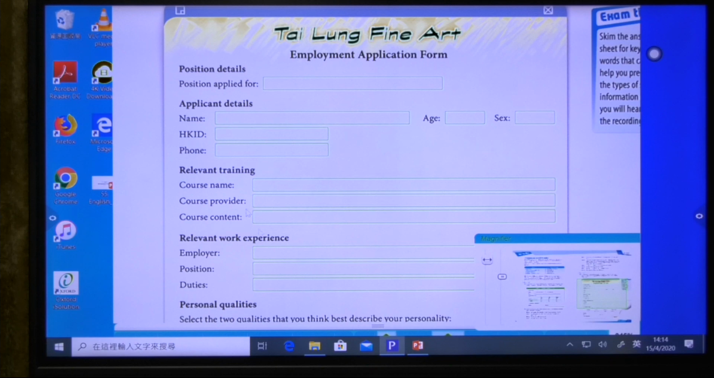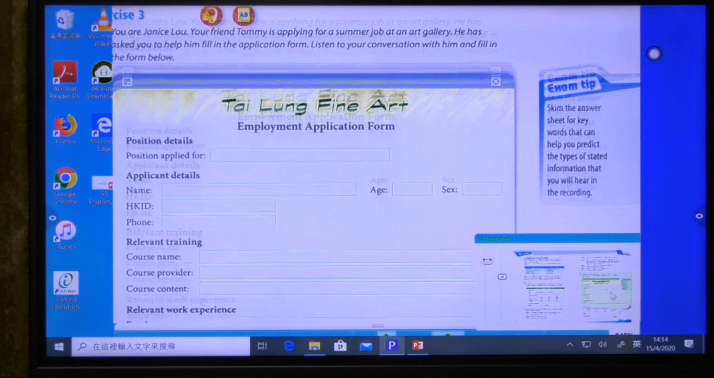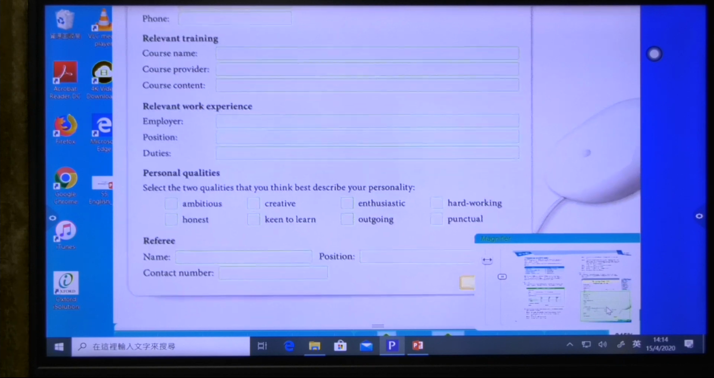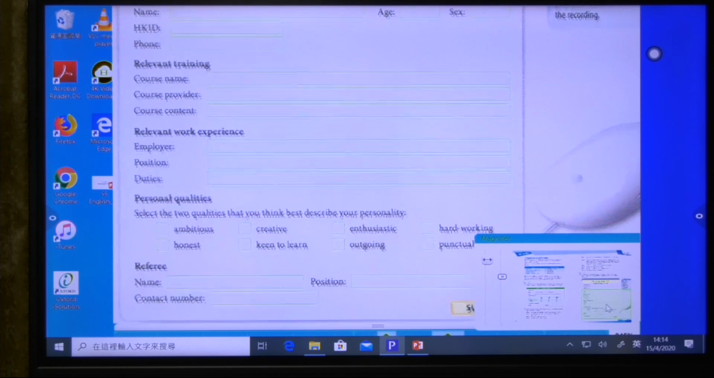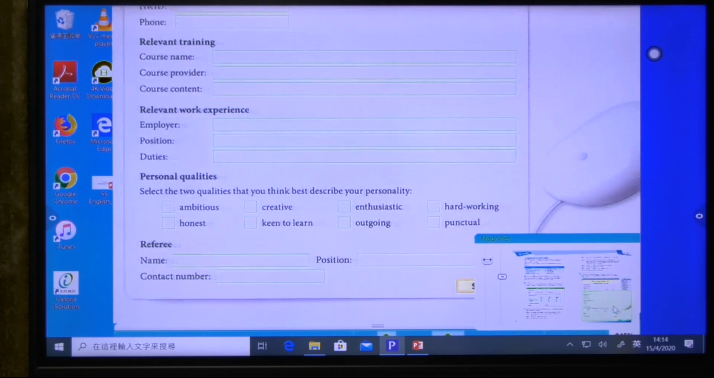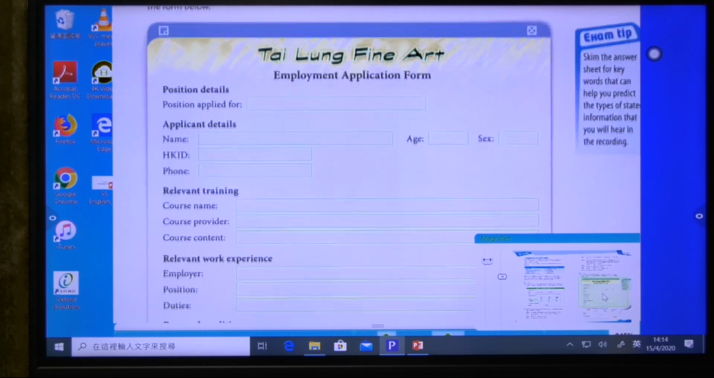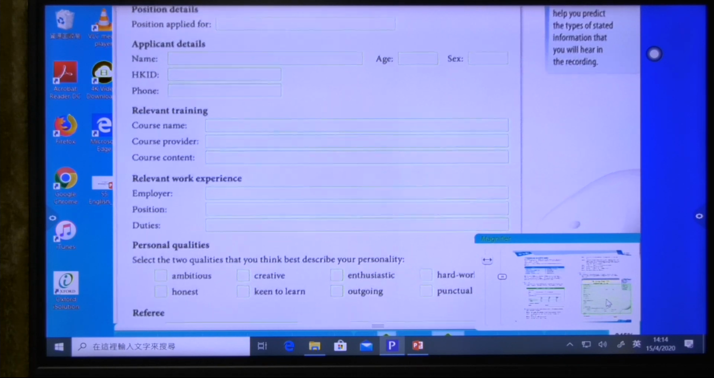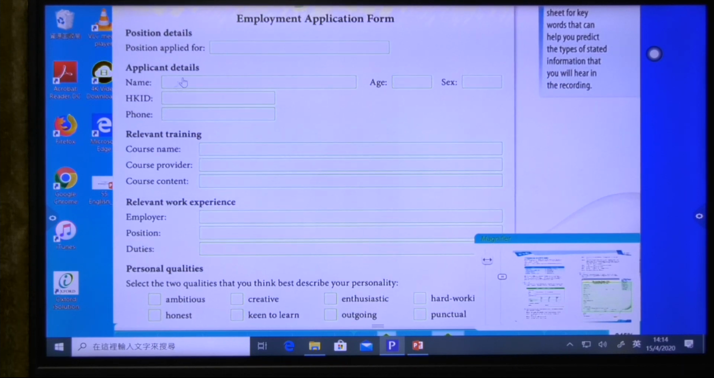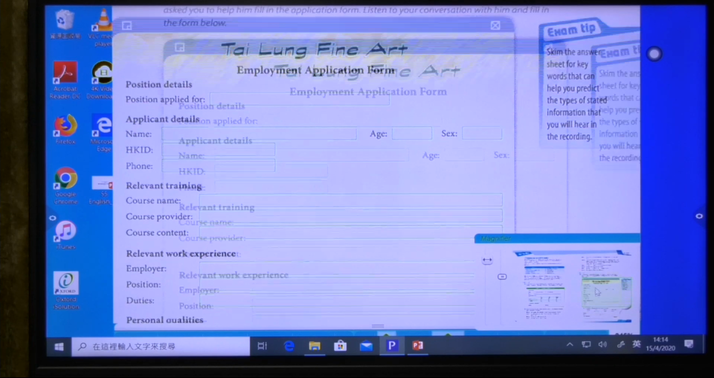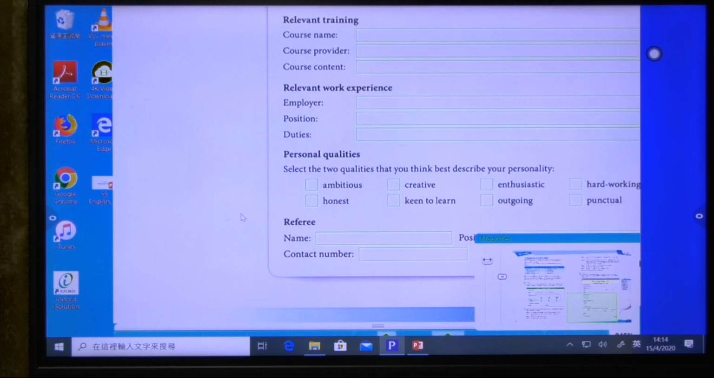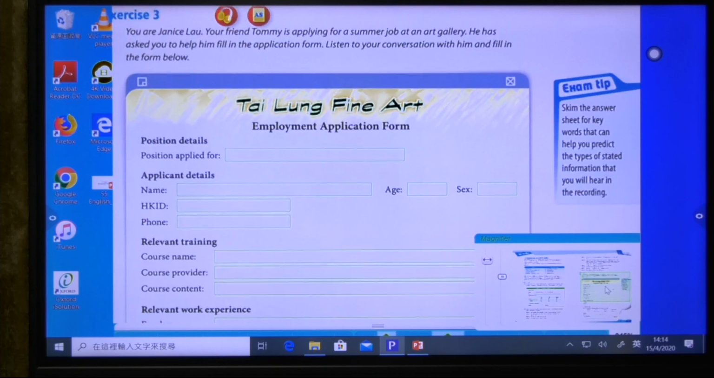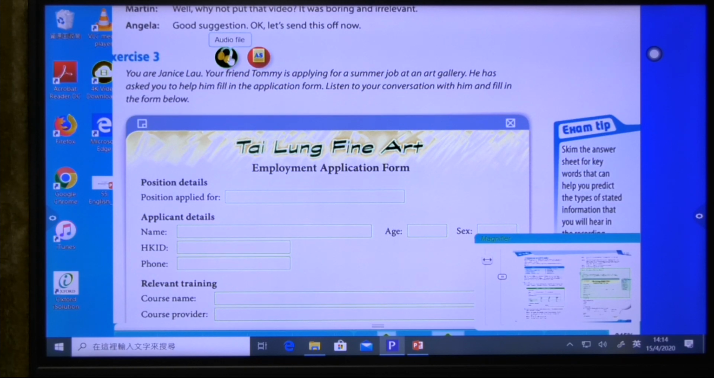So have a very quick look again at this application form, and with all the requested information that you need to fill out. And so if you're okay with that, now, so position details, applicant details, relevant training, work experience, personal qualities, and referee. So if you're okay with that, I'm going to play you the soundtrack and listen and try to write down the answer.